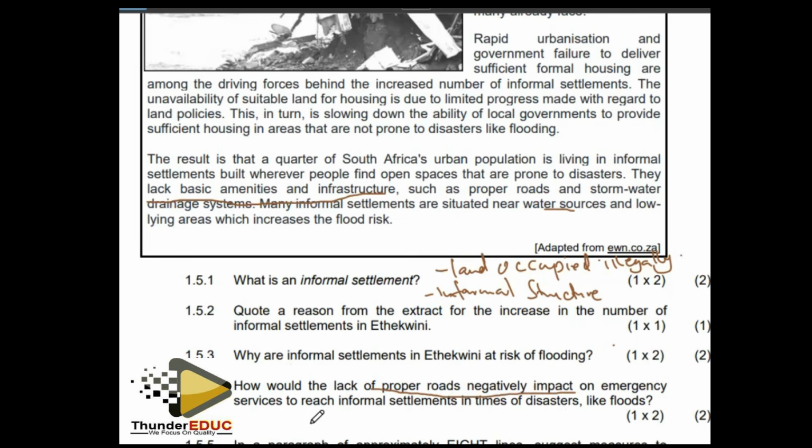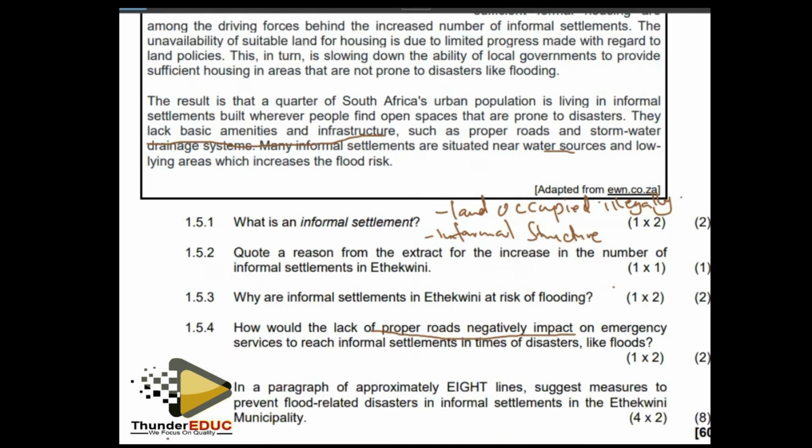Imagine the area can't be easily accessed because of the roads, and that area has people that have experienced the flooding. How would these emergency services reach such areas? It won't be easy. It will be very, very difficult. Therefore, poor accessibility to informal settlements will make it very difficult for such settlements to be reached. And if it can't be reached, the emergency services won't assist because it is inaccessible. It is hard to reach.